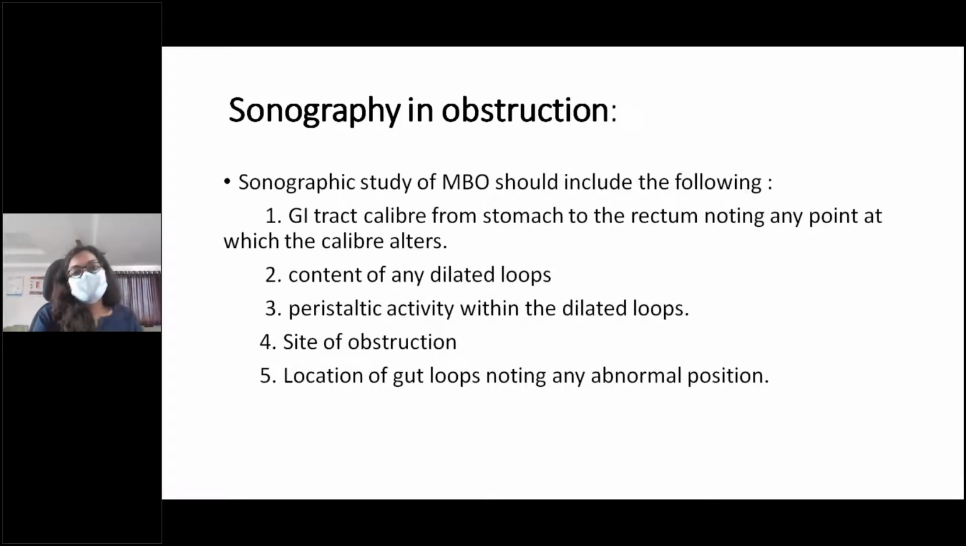GI tract caliber from stomach to the rectum, noting any point at which the caliber alters. We have to measure the content of any dilated loops. We have to see the peristaltic activity within the dilated loops, site of the obstruction, location of gut loops, noting any abnormal position.